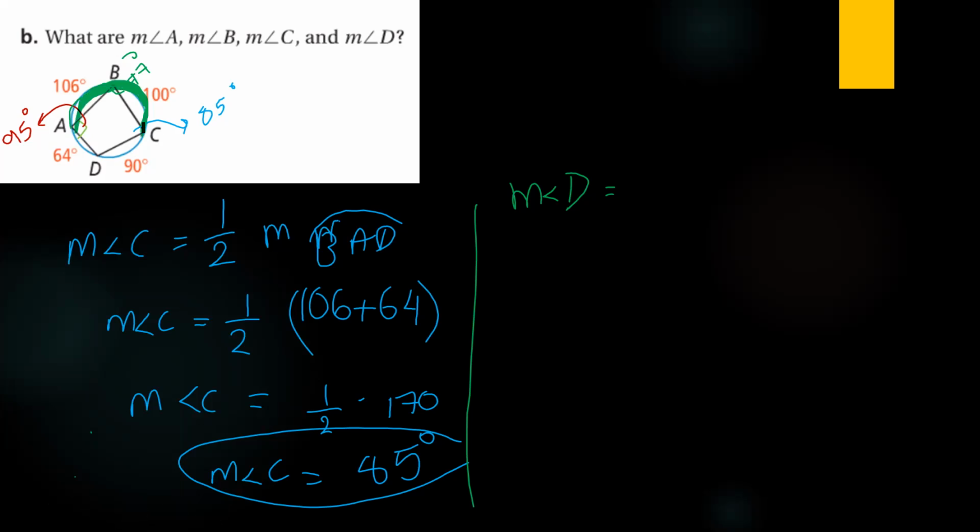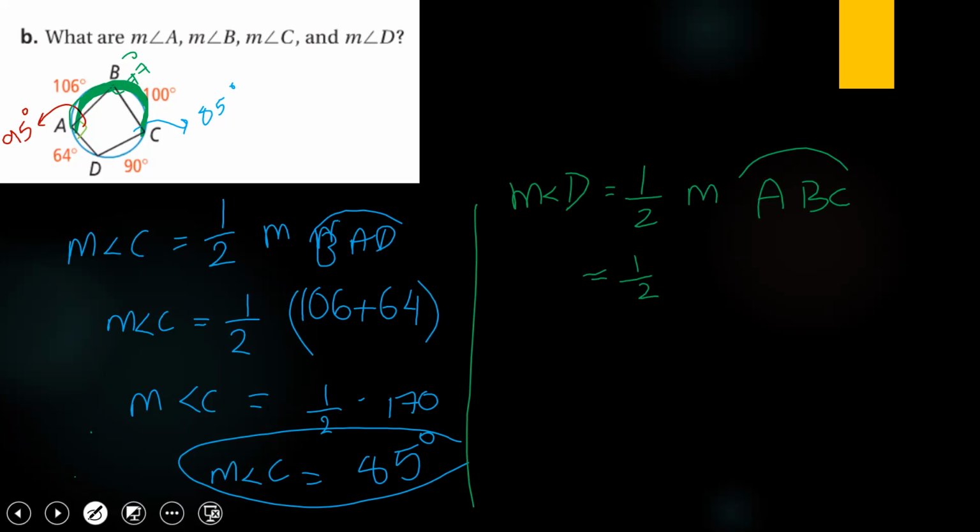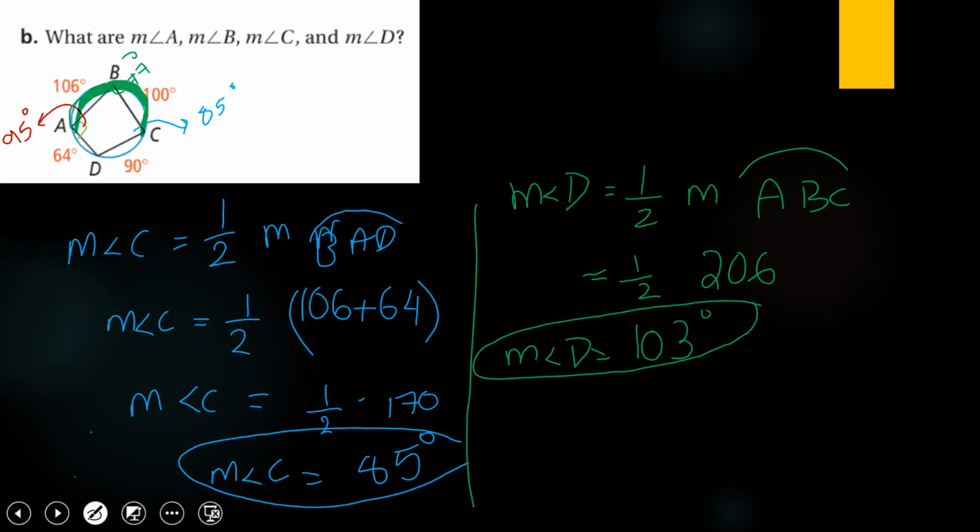So this is its arc ABC. Now then, the measure of angle D will be half the measure of arc ABC. Now, what is ABC? It's 106 plus 100, which is 206. Half of it is 103. So the measure of angle D is 103 degrees. This is the first way.